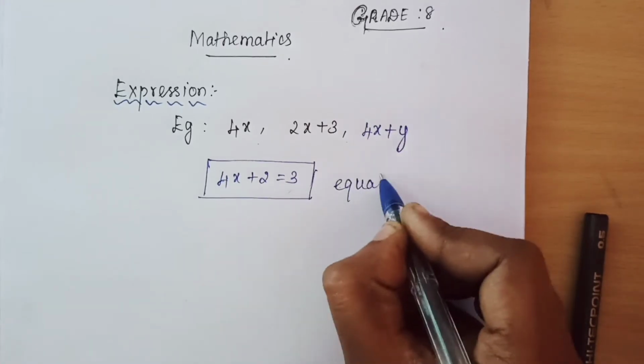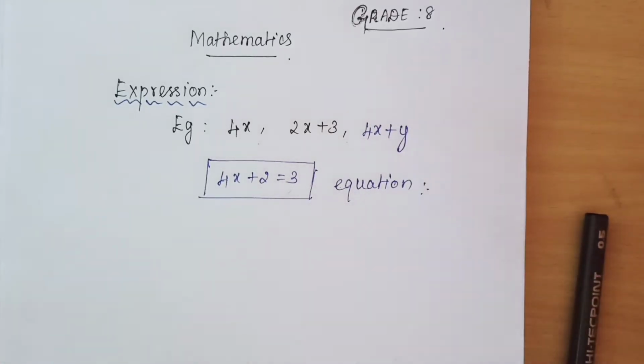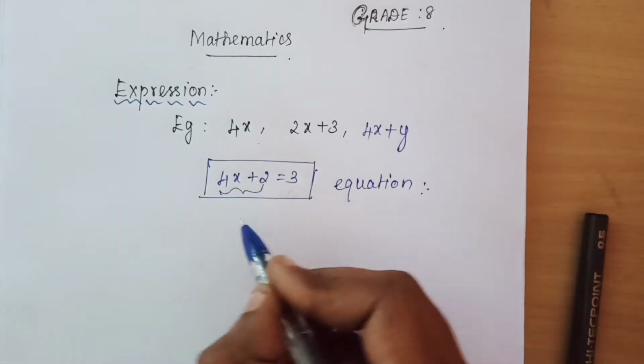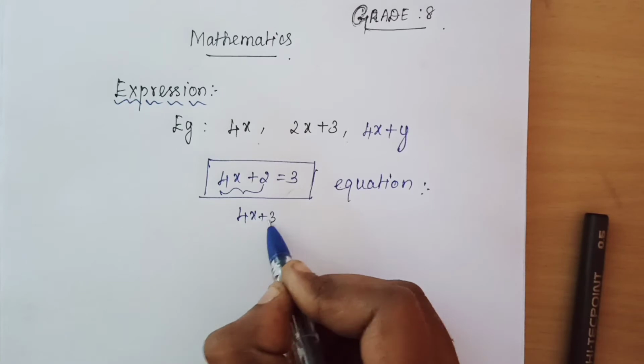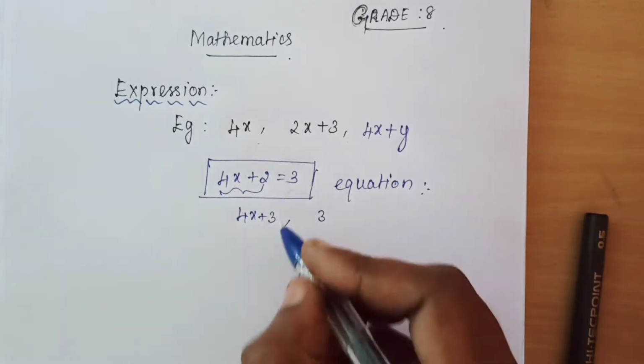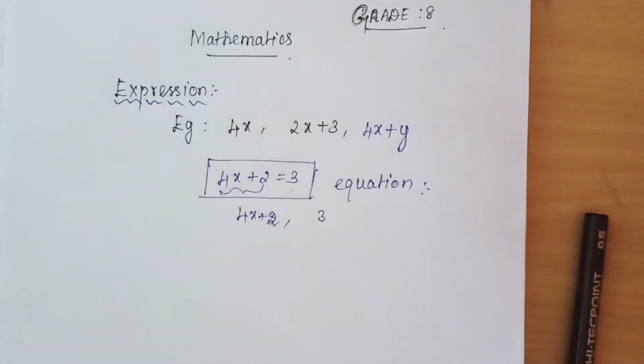Okay, you all know that. So equations, you know, and what you mean by expression, you know. 4x plus 3 is an expression. 4x plus 2 is an expression. 3 is also an expression. You all clear about that?